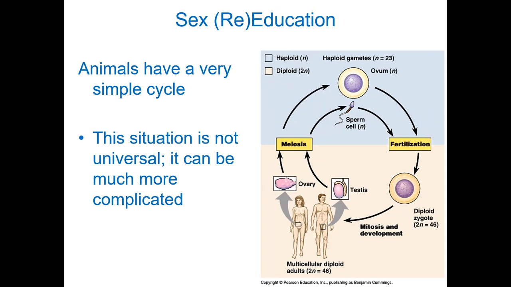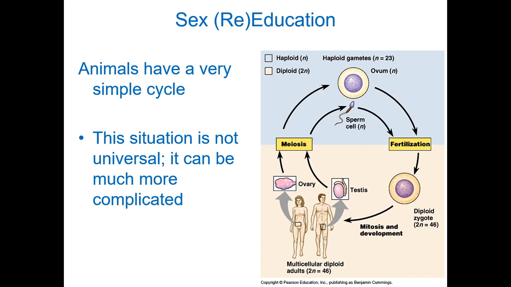So in animals, we have a diploid multicellular stage. That's the adult stage. And we have a very, very short-lived haploid stage. The haploid stage consists of single cells. So the only haploid part of our life cycle are the gametes.